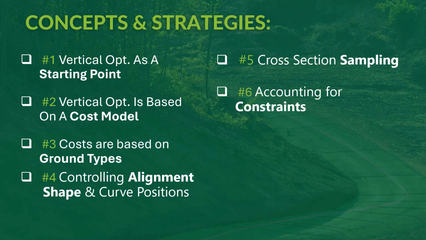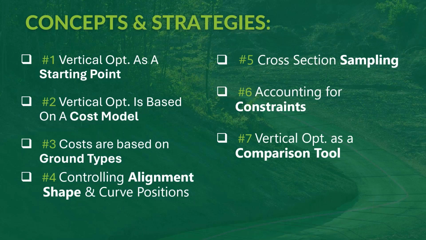From there, we'll talk about how you can account for constraints as well as what kind of constraints you can include in vertical optimization. And then our final concept we're going to chat through is how you can use vertical optimization as a comparison tool, whether that's for comparing different horizontal alignments or even considering different design constraints, changing those variables between alignments and understanding what the potential impact is to cost with that. So that's our plan on a page.